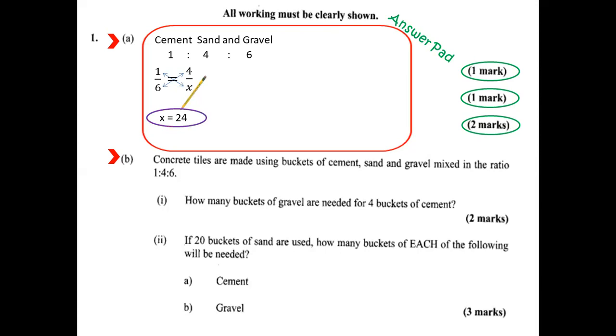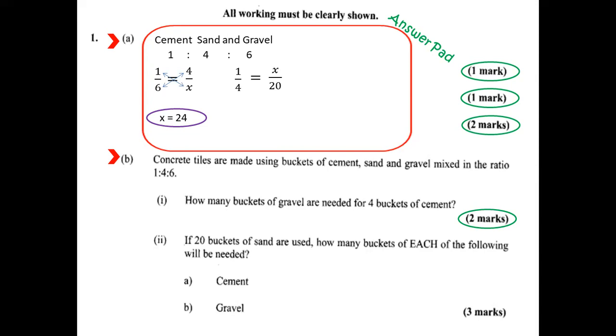It so happens that if you're using this method, the other question, 2 marks, you can do it the same way. So 1 cement goes to 4 sand. And they're asking now in part 2, 20 buckets of sand are used. How much cement is needed? So 1 bucket of cement, right?